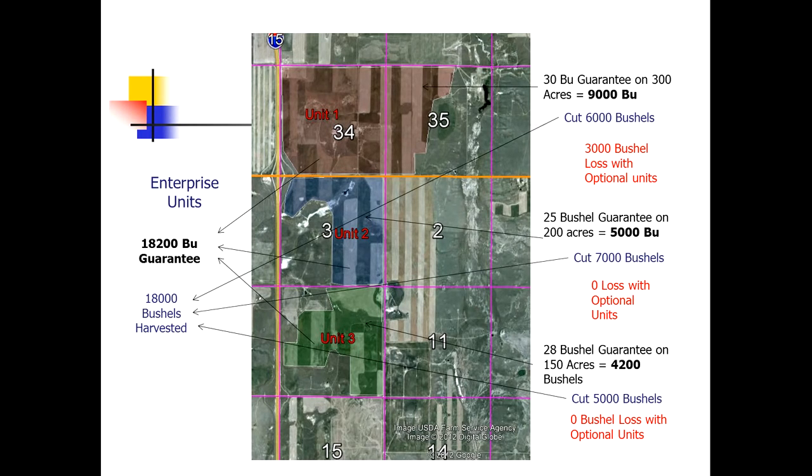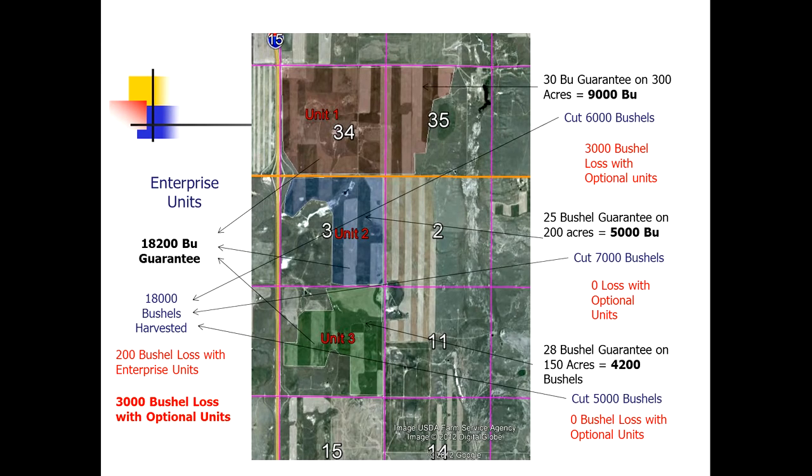So like we said, we're rolling all these together into one. So we had 18,000 bushels that we harvested total of wheat, let's say, in the farm. So you end up with a 200 bushel loss with enterprise units, where had we kept this in optional, you would have got a 3,000 bushel loss because of the fact that it reflected what happened to unit 1 completely and didn't add it into the pot. So as you can see, this can make a pretty substantial difference in your loss payment.